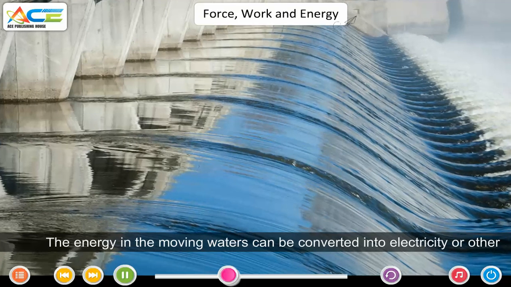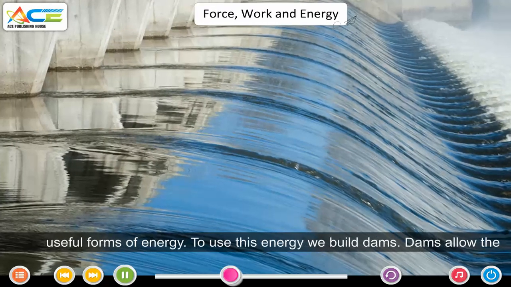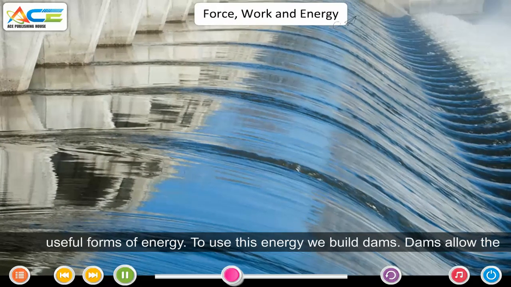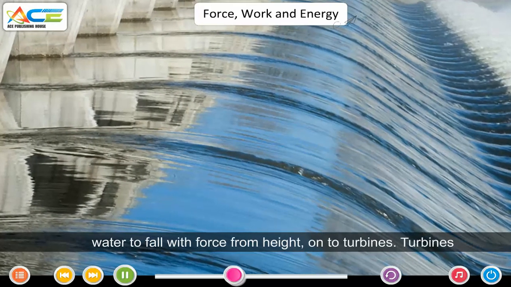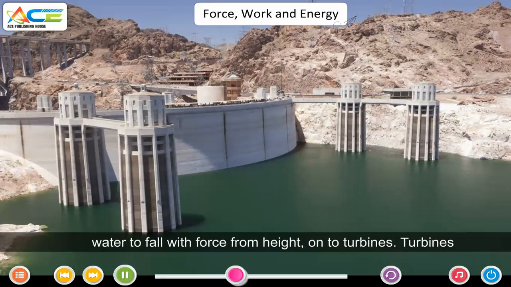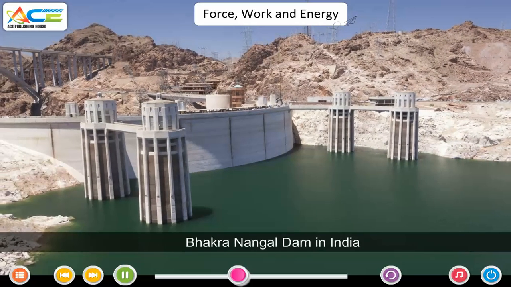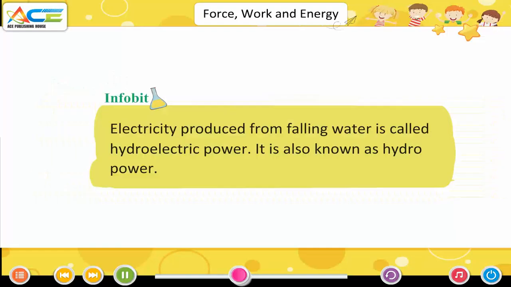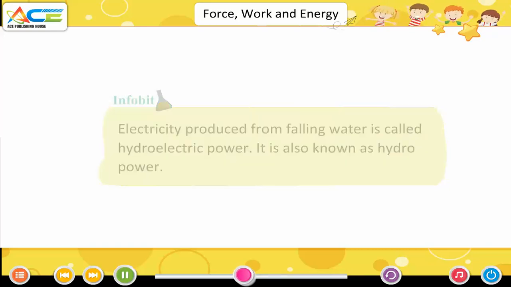The energy in the moving waters can be converted into electricity or other useful forms of energy. To use this energy, we build dams. Dams allow the water to fall with force from height onto turbines. Turbines then move and help produce electrical energy. Bhakra Nangal Dam in India. Infobit. Electricity produced from falling water is called hydroelectric power. It is also known as hydropower.